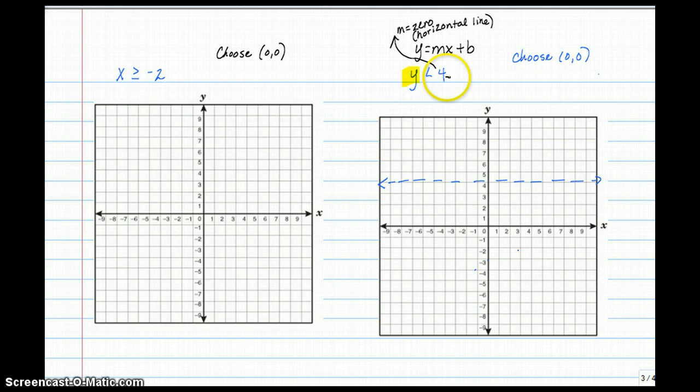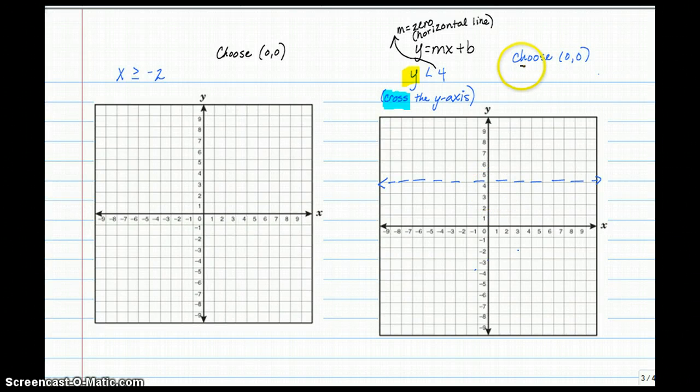Now, we could also just say y lines cross the y-axis. The key word there is cross. So this y line will cross the y-axis. Well, the only kind of line that can cross the y-axis, again, the key word here is cross, the only line that can do that is a horizontal line.